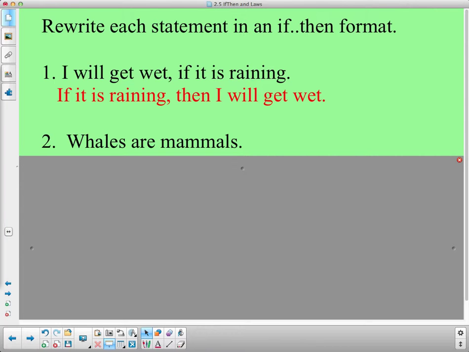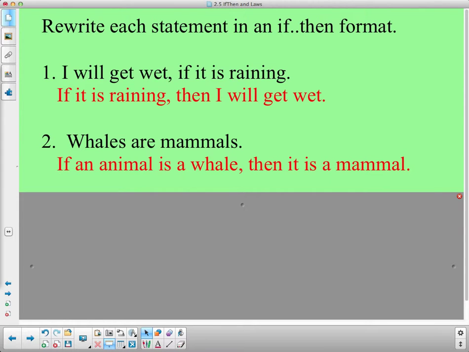So he wants to say something about whales and then mammals. Okay, so how can we make it make sense as a sentence? If an animal is a whale, then it is a mammal. So we could add a few words that don't change the meaning of it, but make it make sense as a sentence. Now what he did correct was he came up with whales as the hypothesis and mammals as the conclusion.